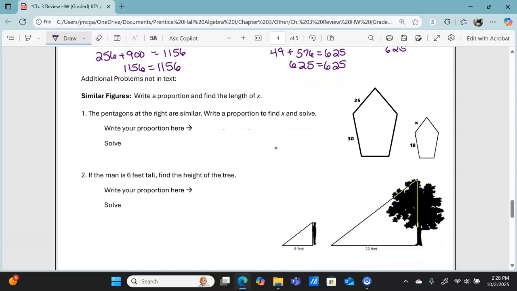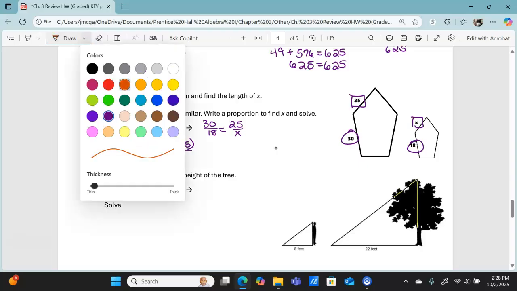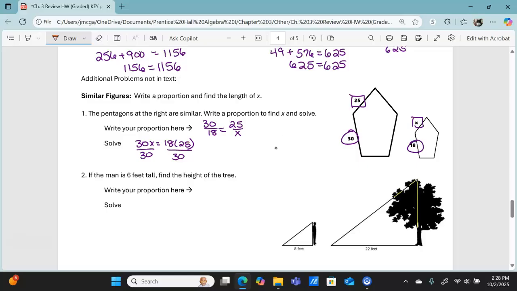And then I added some more because they didn't review enough. Well, they didn't do similar figures. So we're going to do 30 and 18 because they go together. They're in the same position. And then 25 to x. So that's my proportion. I'm then going to cross multiply the 30 times the x. And that's going to equal 18 times 25. I am not going to multiply the 18 times the 25 because I see I can do some reducing here. So write it like that, and let's go through and reduce. 25 is divisible by 5, and so is 30.